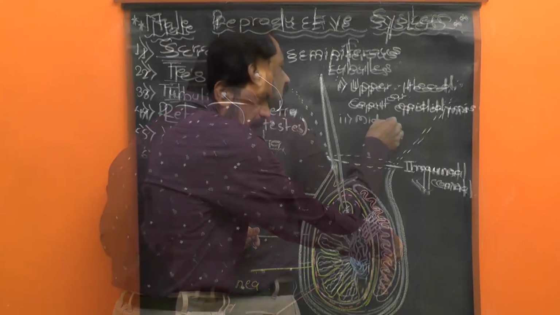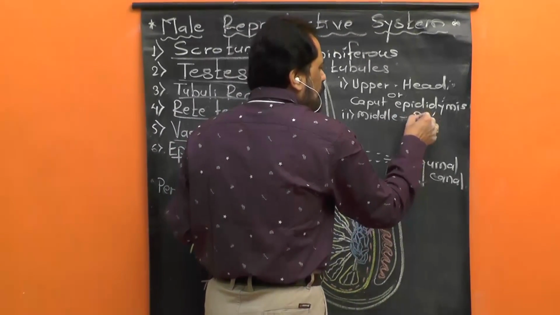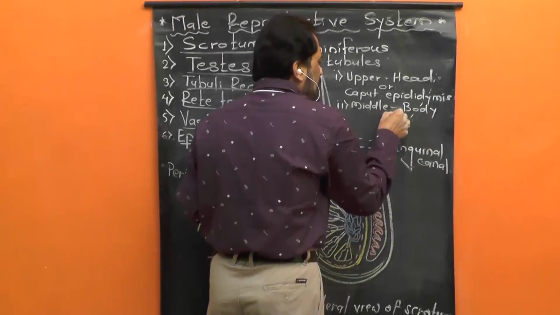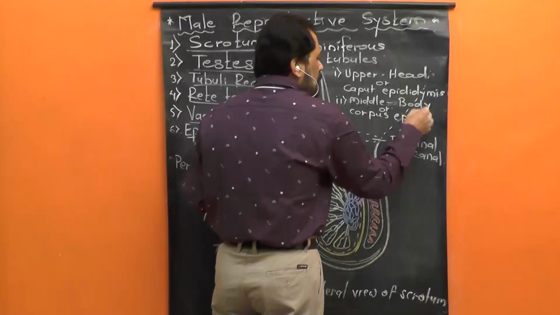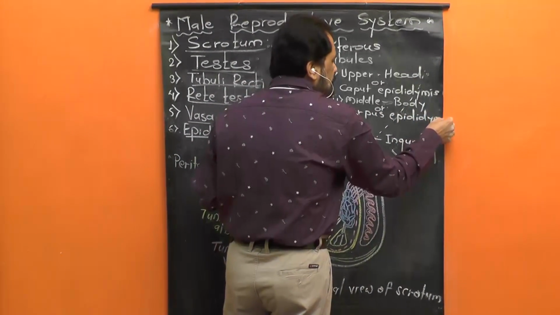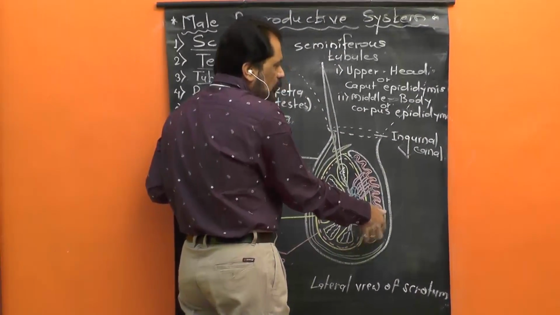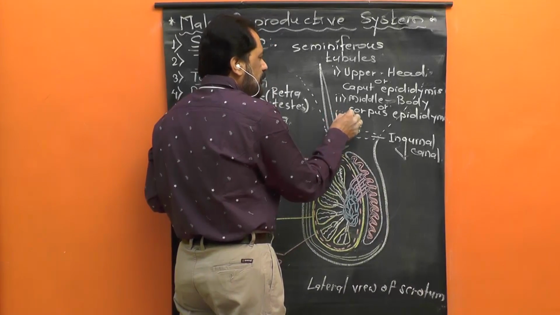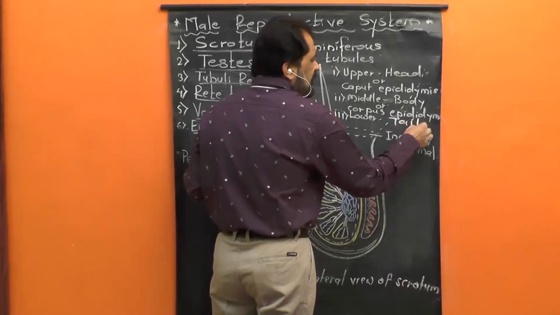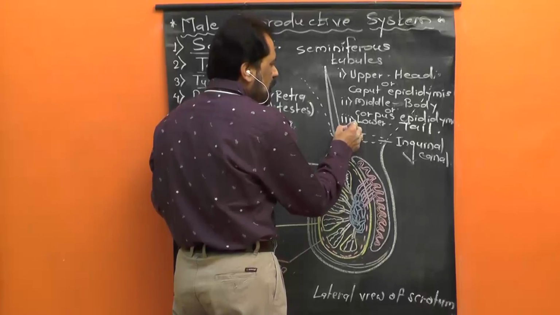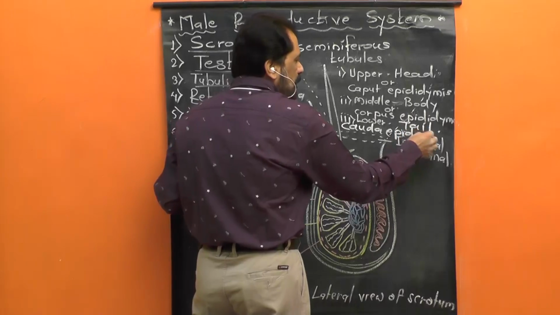The middle part is comparatively thin. It is also called body or corpus epididymis. And the lower region is again wide, called tail or Cauda epididymis.